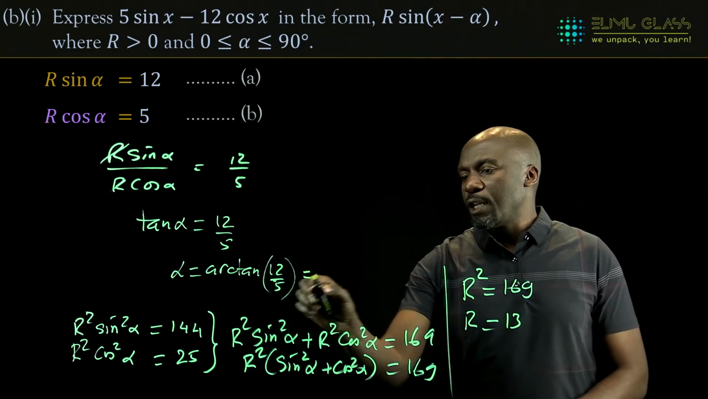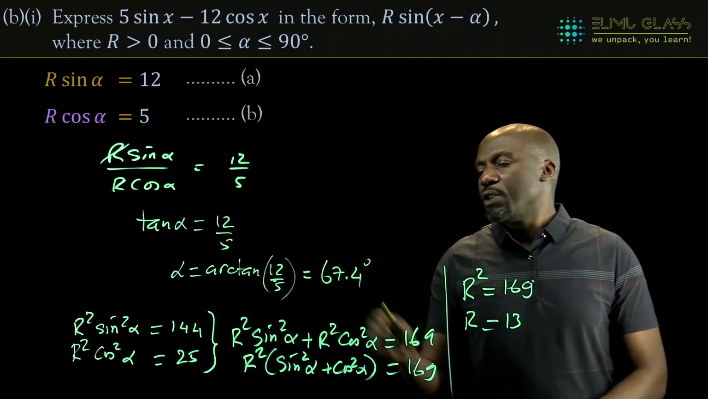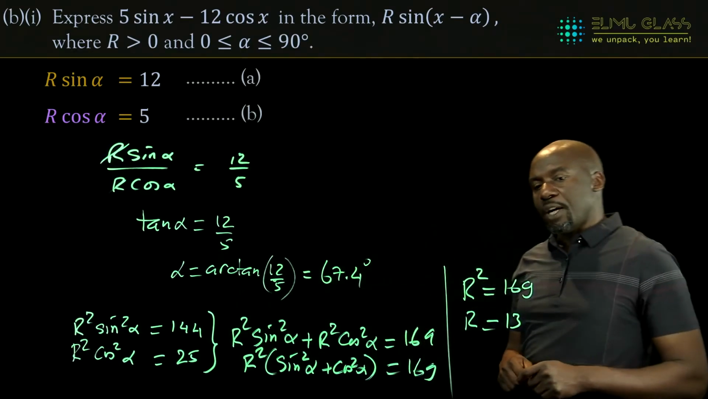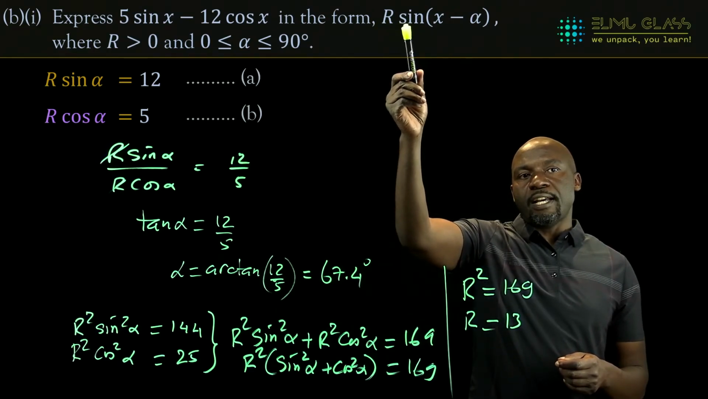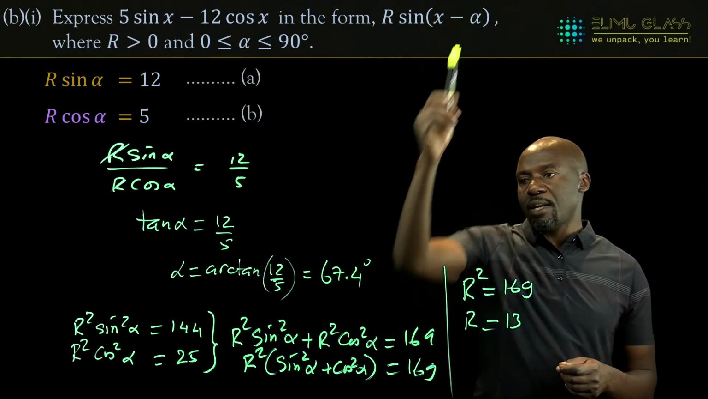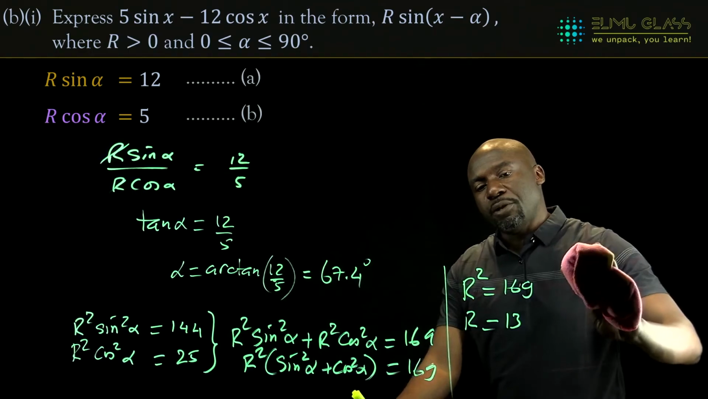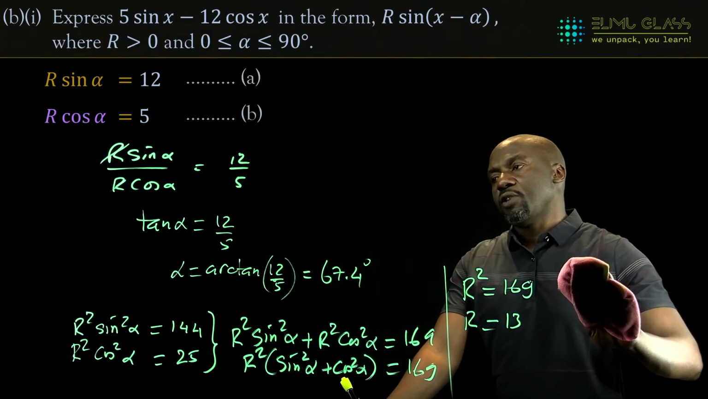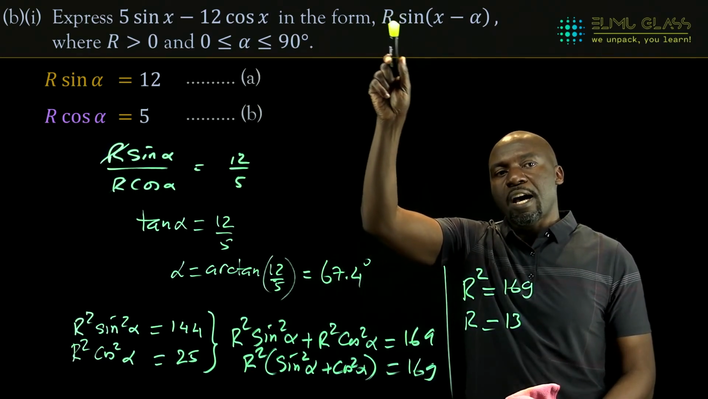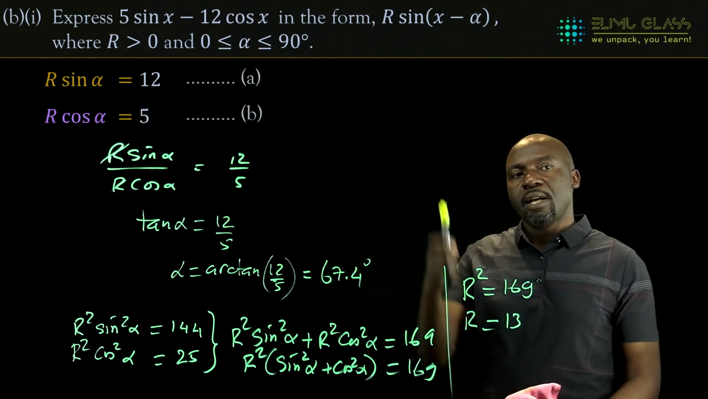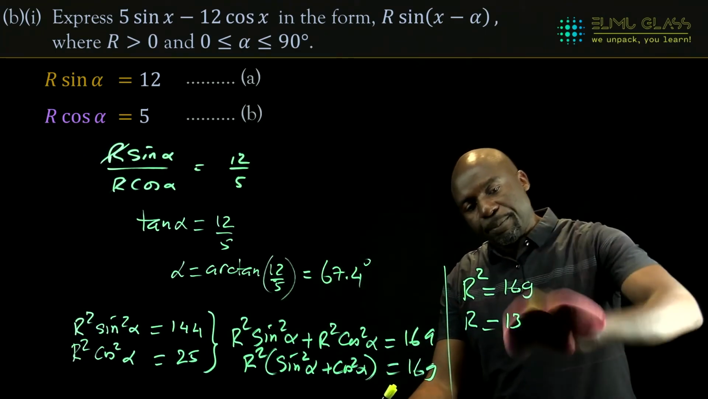If you work out this on your calculator, you should find alpha is about 67.38 something degrees. So we know the value of alpha and we know the value of r. We can therefore express this as 13 sine of (x minus 67.4). Okay? This is not very difficult to do. This is always the process, and you can do it for cosine as well. So we could also express this in the form r cosine of something. The value of r is likely to be the same, while the value of alpha is probably going to be different.